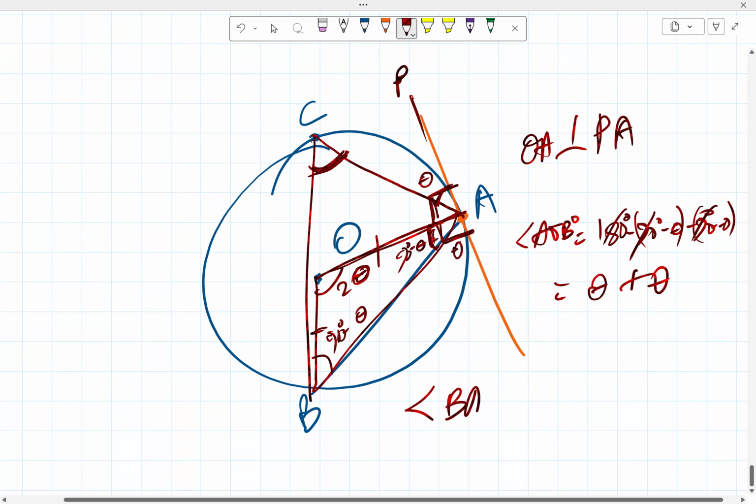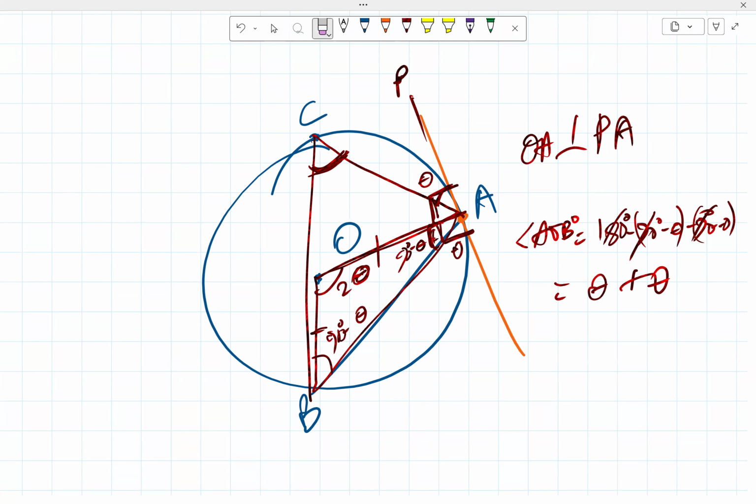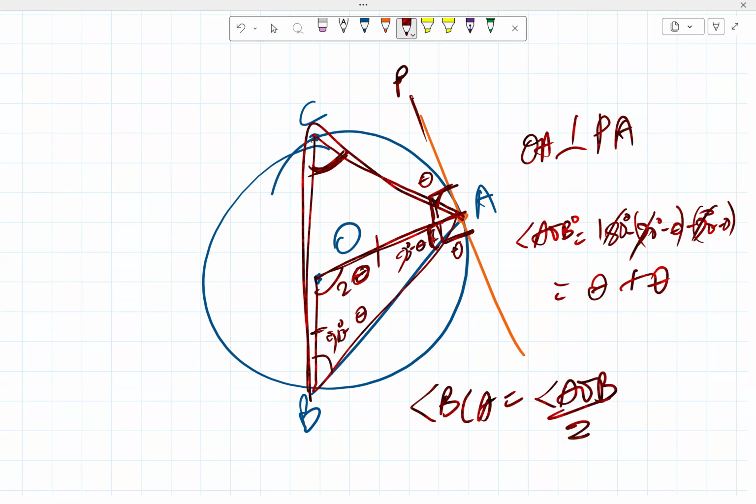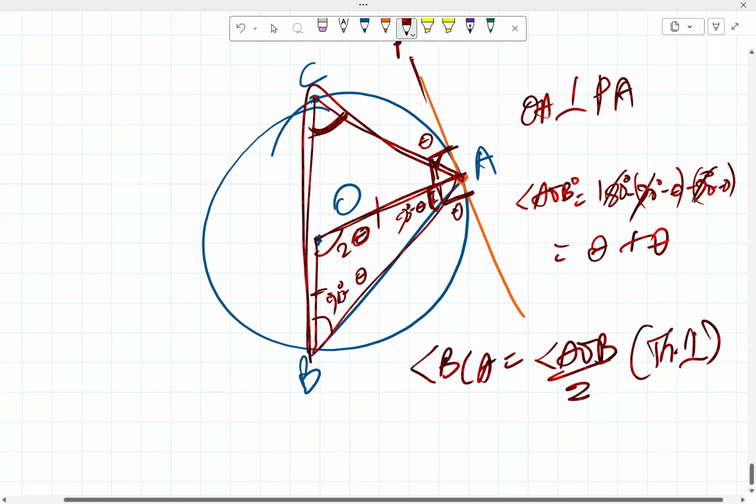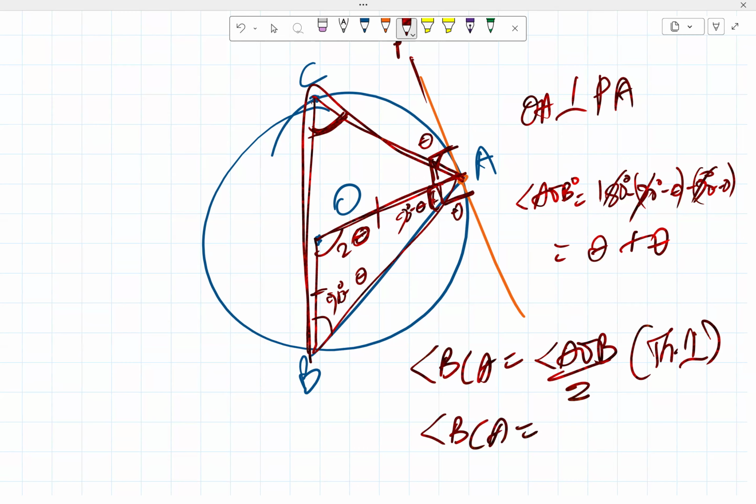angle BCA, or if you like angle ACB, is equal to angle AOB divided by 2 from theorem 1. Theorem 1 tells us that the angle subtended by an arc at the center is twice the angle at the circumference. So it means the angle at the circumference is half the angle at the center. Angle AOB is 2 theta, so 2 theta over 2 is simply theta. And what is that theta? That's the same angle we have right here. So that establishes that idea.